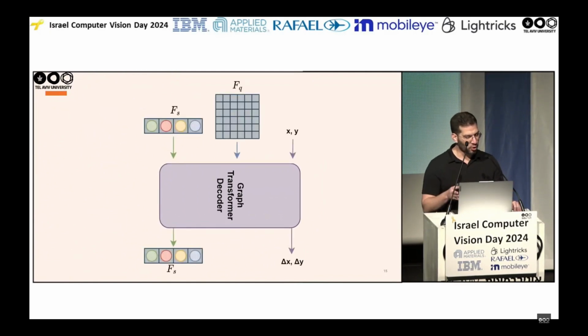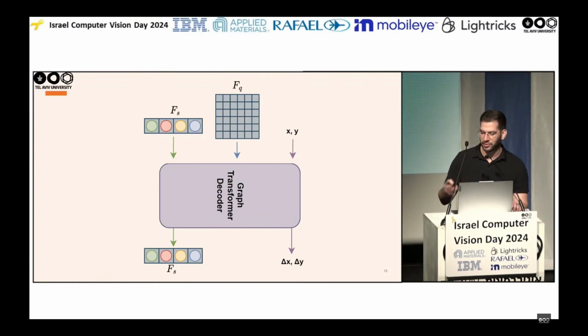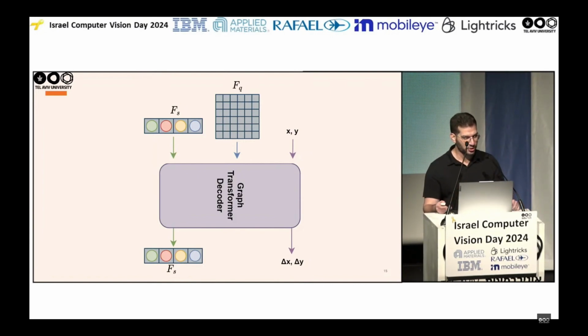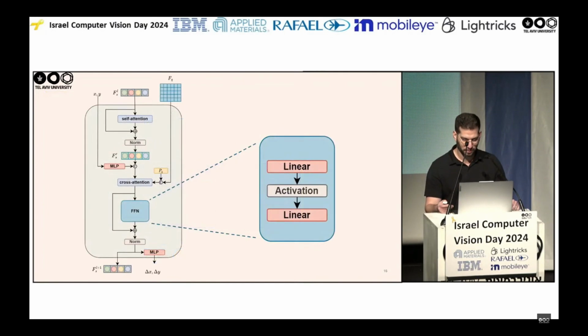So our idea was to incorporate the structural prior into the transformer decoder. The inputs to the decoder are the key point features, the query image features, and the initial guesses. And the decoder should use this information to iteratively refine the guesses until it outputs the final precise location of the key points in the query image.